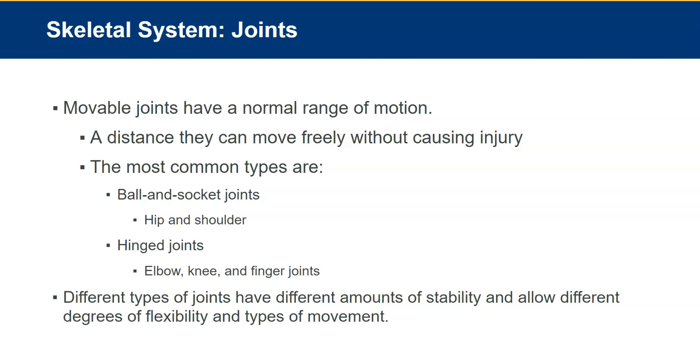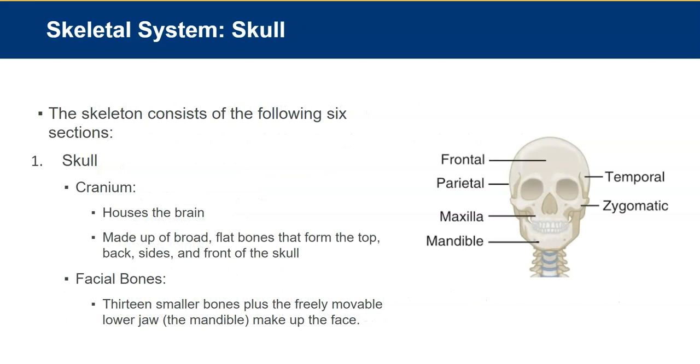When we think about those particular joints, we can also think structurally. Ball and socket joints allow for three-dimensional movement, such as at our shoulder, and hinged joints only move in one plane, like our knee. Those different types of joints, therefore, have different amounts of stability and different ranges of motion.